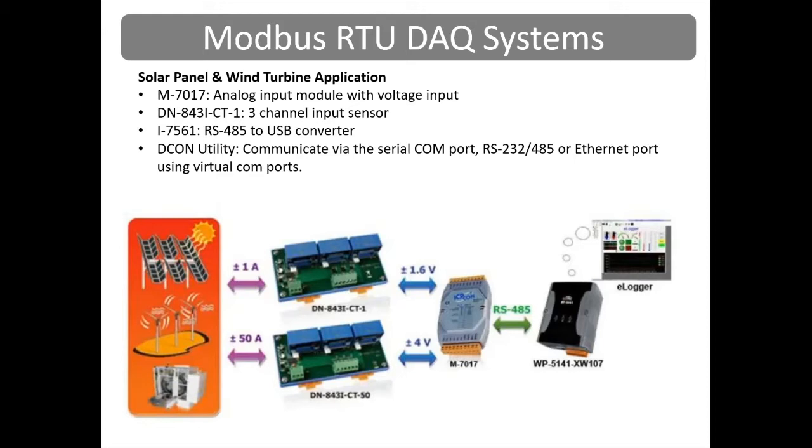M7017 analog input modules are set up with DCON utility, which is used to set the unique address, the input types, and other information like baud rate and checksum. Our I-7561 RS-232, 422, 485 to USB converter is used for communication between the M7017 Modbus data acquisition module and the computer over the USB port.